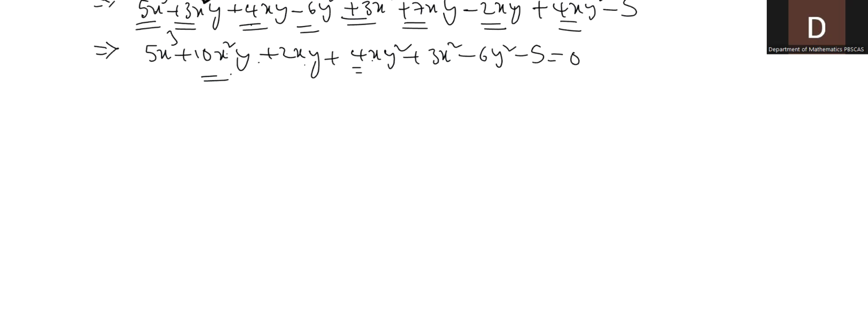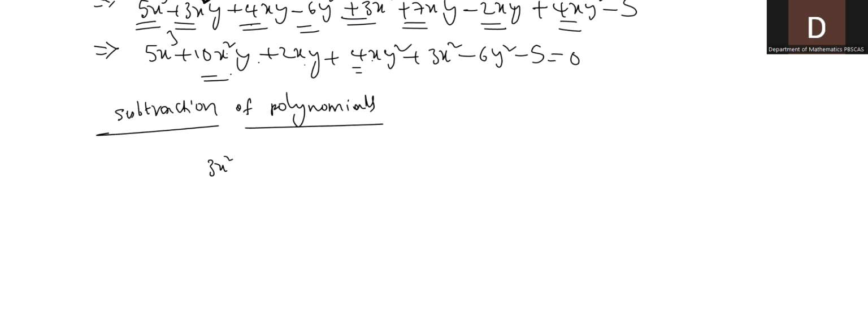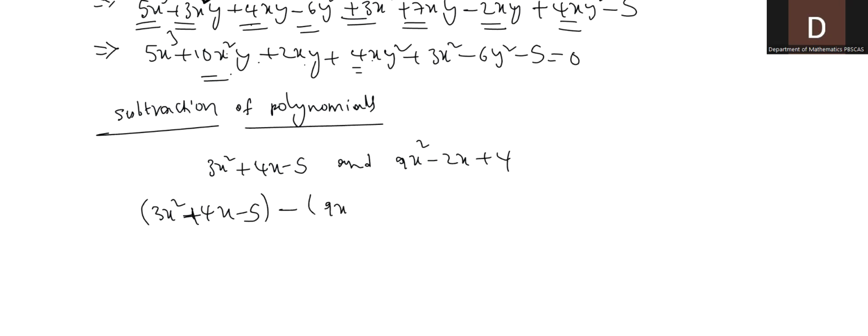Subtraction of polynomials. We can take any two polynomials: 3x² + 4x − 5 is one polynomial, and 9x² − 2x + 4 is the other. These two are the polynomials. Subtraction: the first polynomial 3x² + 4x − 5 minus the second polynomial 9x² − 2x + 4.